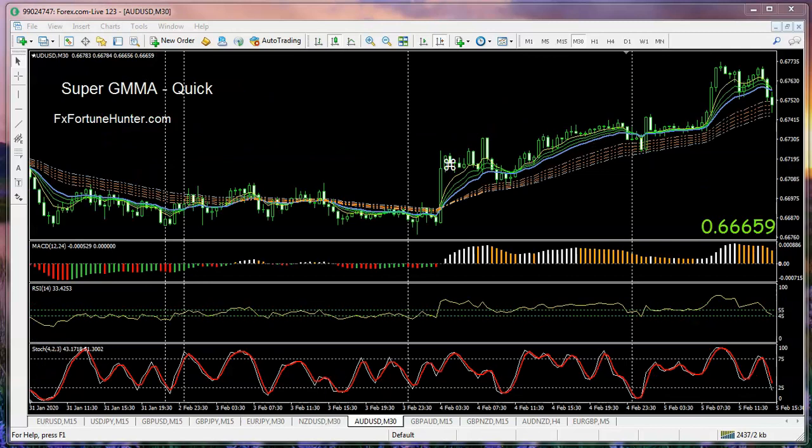Okay, Fortune Hunters, let's get started. We're going to take a look at the AUD versus the US dollar on a 30-minute chart for this week, beginning back on February 2nd, Sunday. Now notice here that this is the weekend, with these two lines.